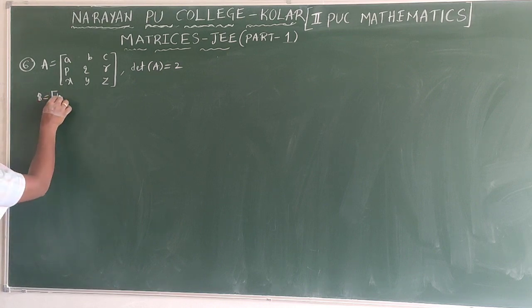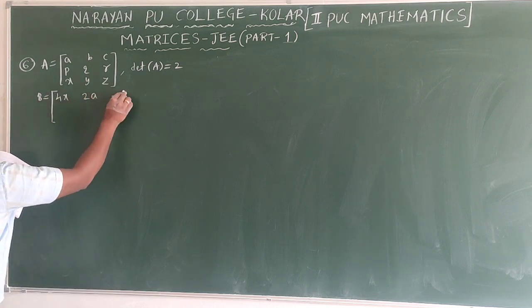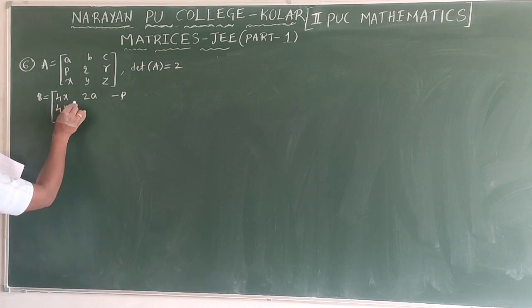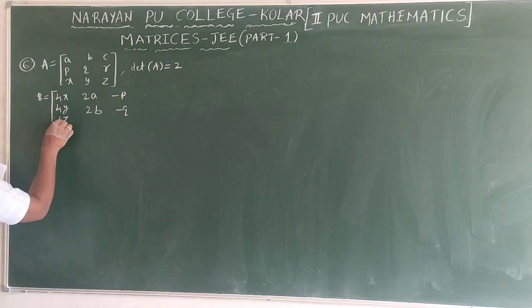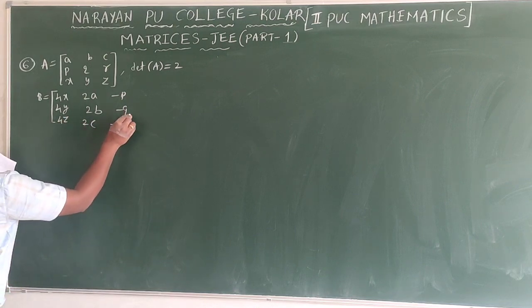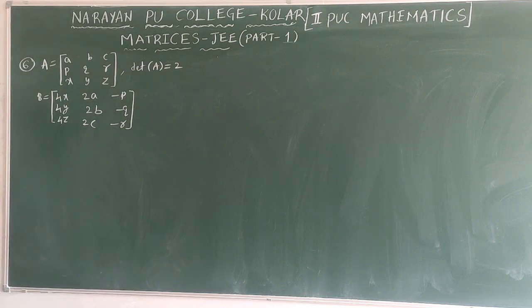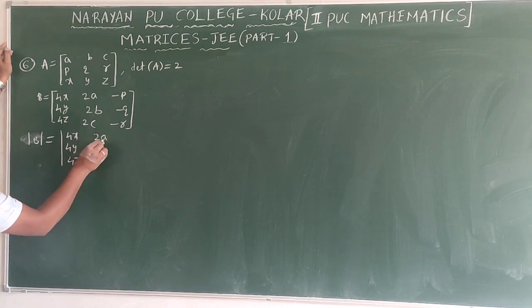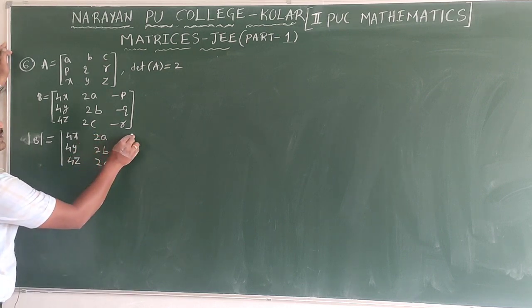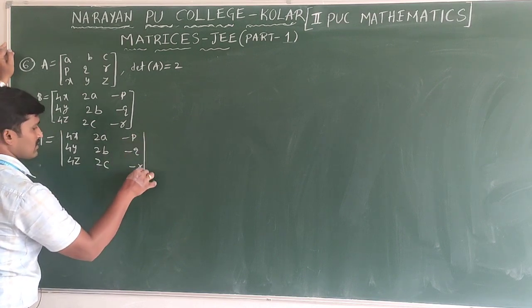So what is the B matrix? 4x, 2a minus p, 4y, 2b minus q, 4z, 2c minus r. We need to find det B. Det A is already given. Now, det B you can take like this also. Det B equals det of 4x, 4y, 4z, 2a, 2b, 2c, minus p, minus q, minus r.